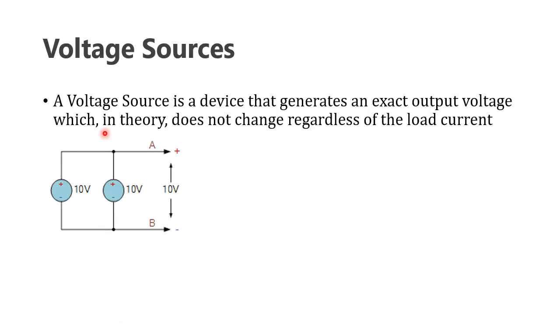Voltage sources. A voltage source is a device that generates an exact output voltage which doesn't change regardless of the load current. Which means the voltage source should not change the output voltage value with respect to the load current. So that's what we call a voltage source.